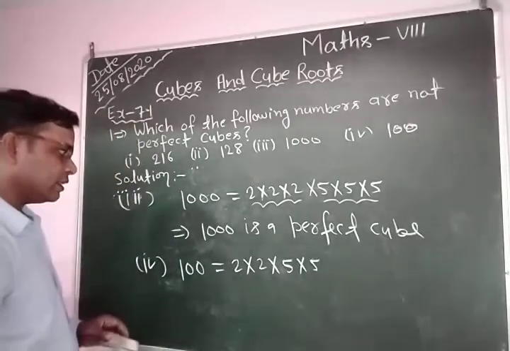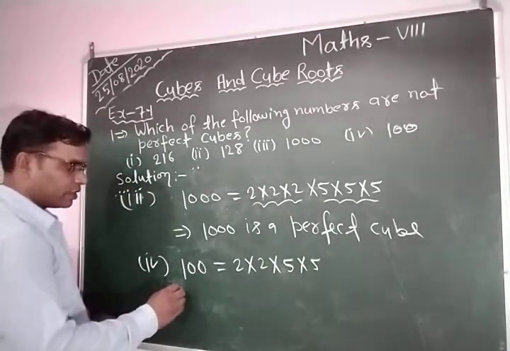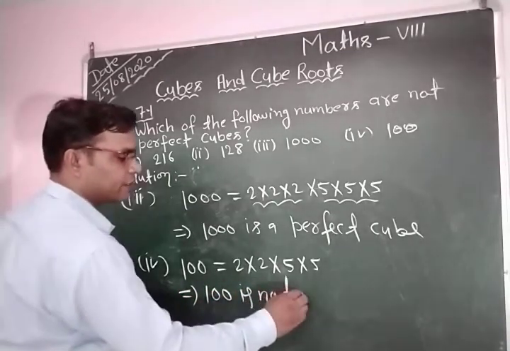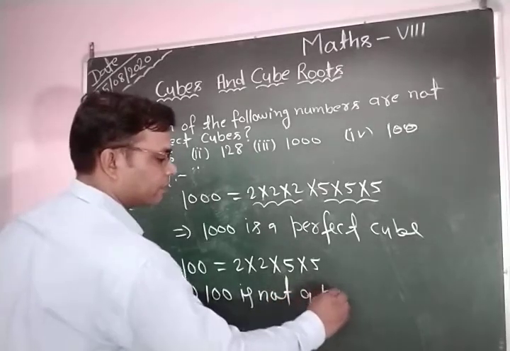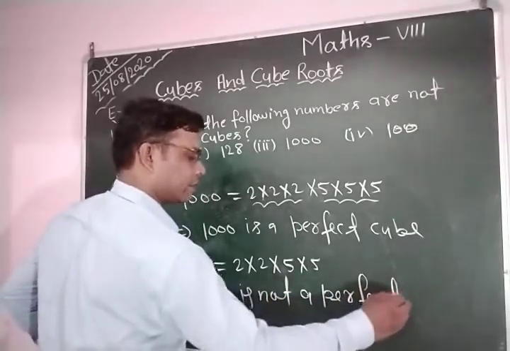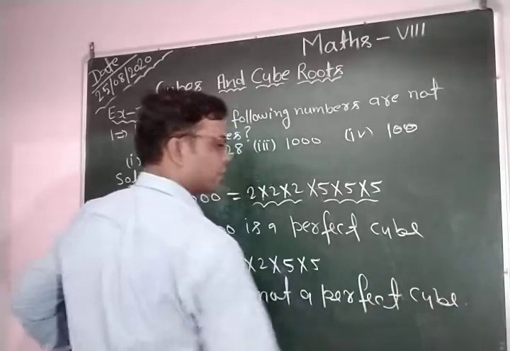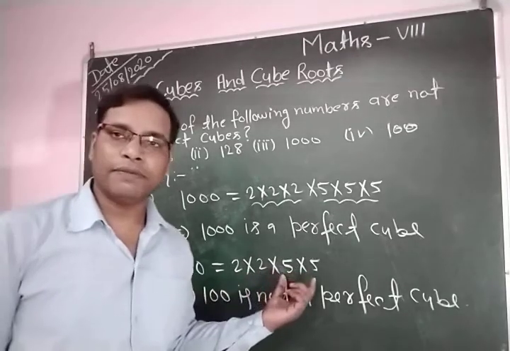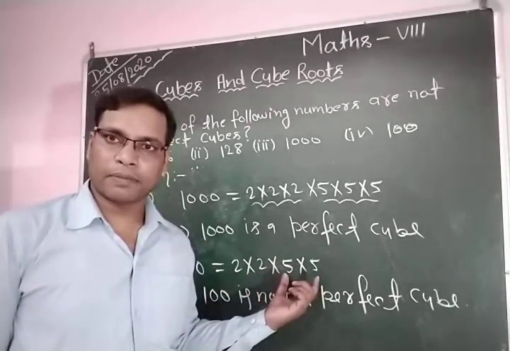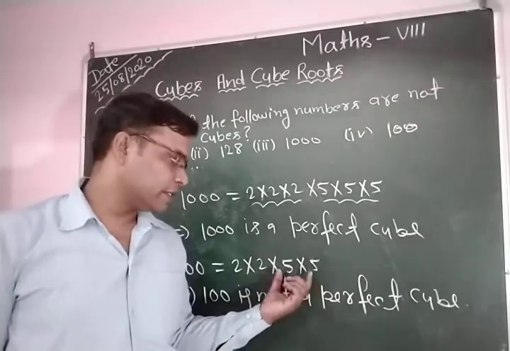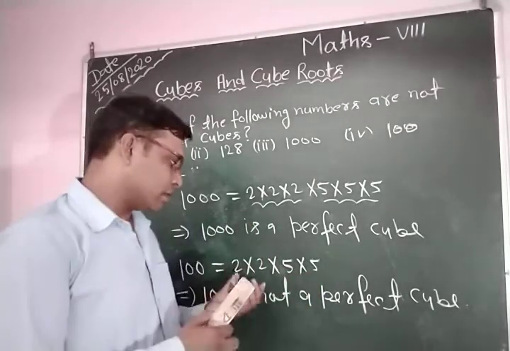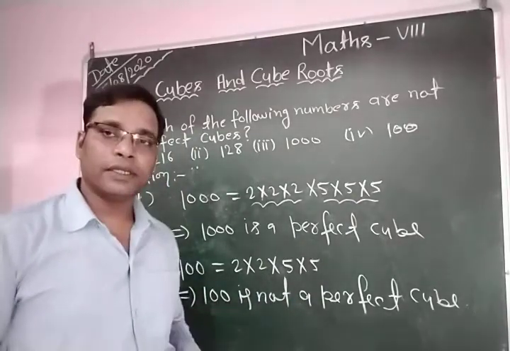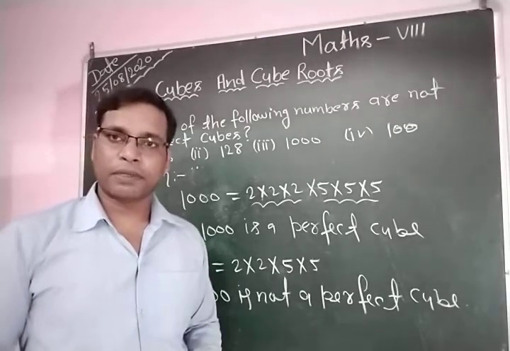So you can say that this implies that 100 is not a perfect cube. Okay, because here you can see 2 does not have a group triplet and 5 also does not have a group triplet, meaning they are not in groups of 3, both 2 and 5. So this number 100 is not a perfect cube.